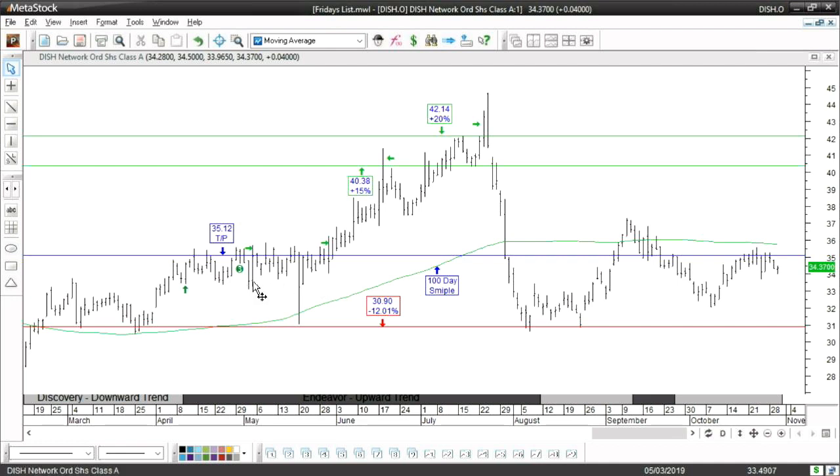Do I go in full boat here? No. Don't want to lose all my money. Trading cautiously, it's a long-term trade. Well, what's the stock do? Takes off. And right here on 6/18, we hit 15%.